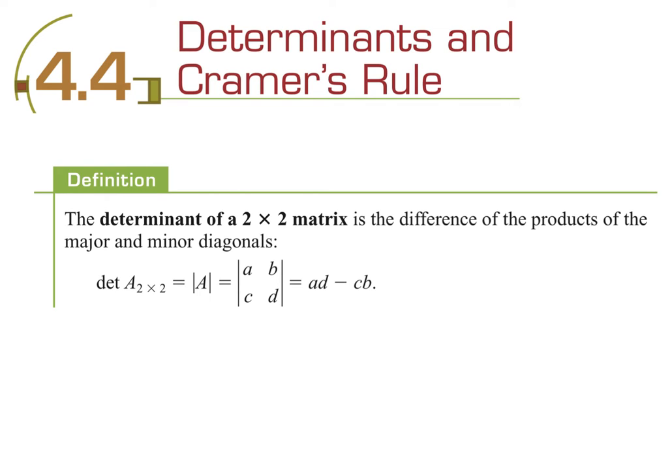So last chapter we solved systems of equations by graphing or by substitution or by elimination. And matrices is another way to solve systems of equations. And one of the ways that you solve them is using this thing called a determinant.